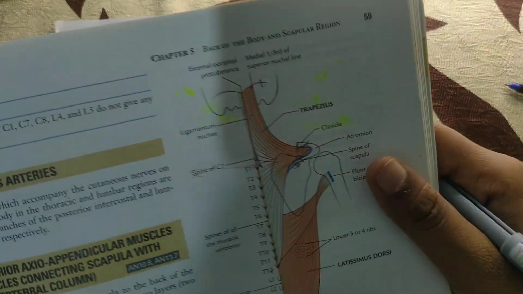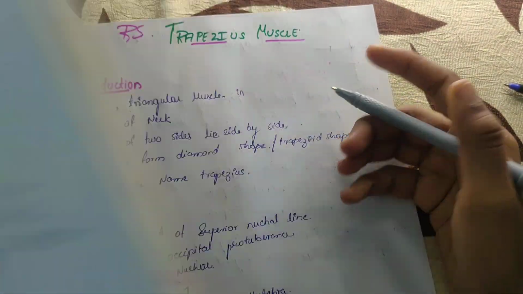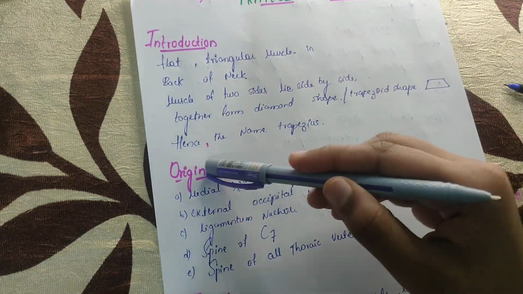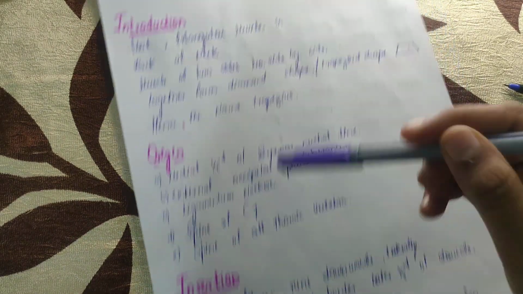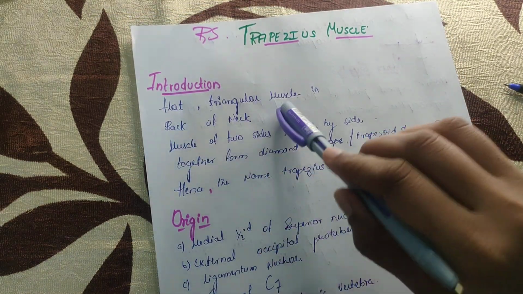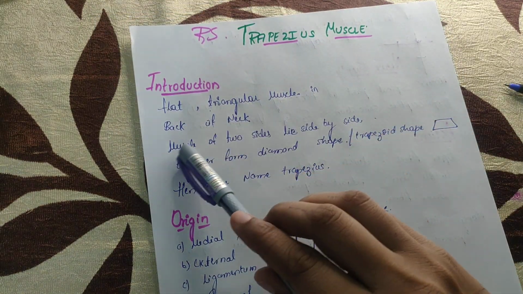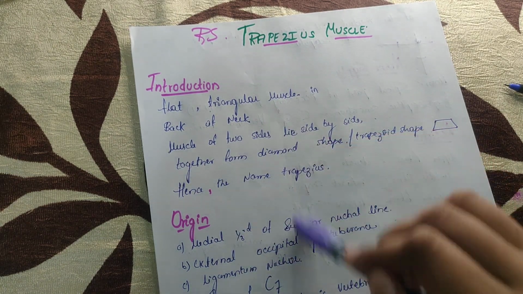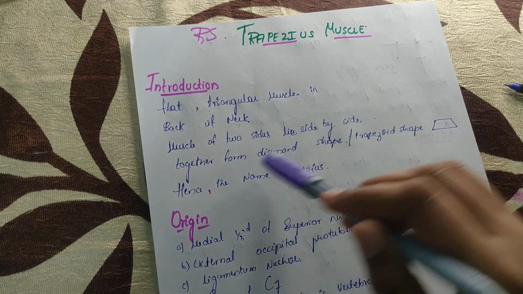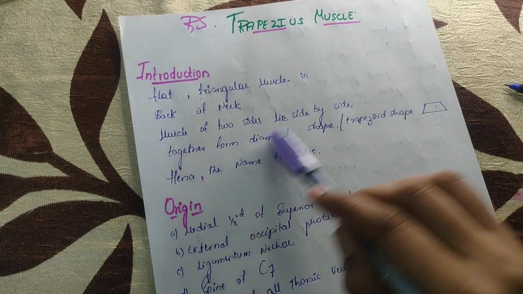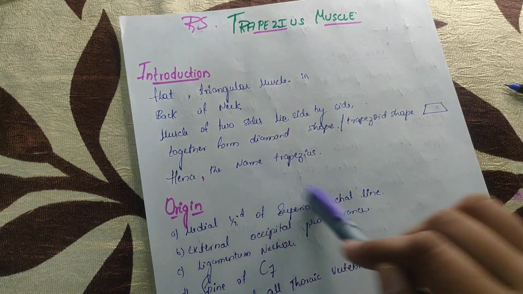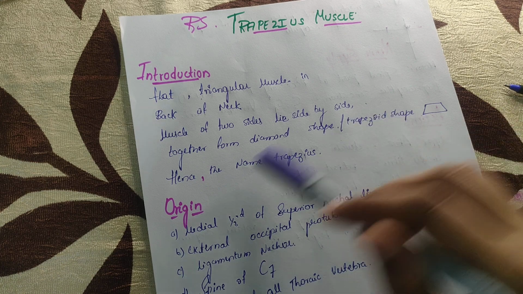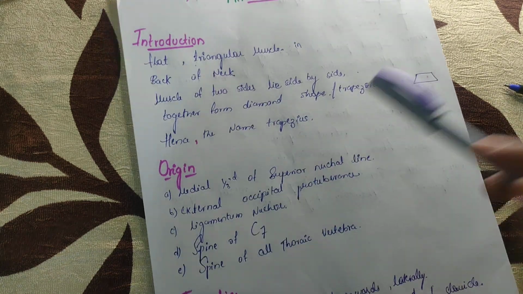This is the origin and insertion of the trapezius muscle. You have to write heading-wise so that you get more marks. Introduction: it is a flat and triangular muscle, as I already said. It lies at the back of the neck. If we consider this as a median line, it lies on both sides, a two-sided muscle. Both sides are attached to each other and form a diamond or trapezoid shape. So we call this muscle the trapezius muscle.